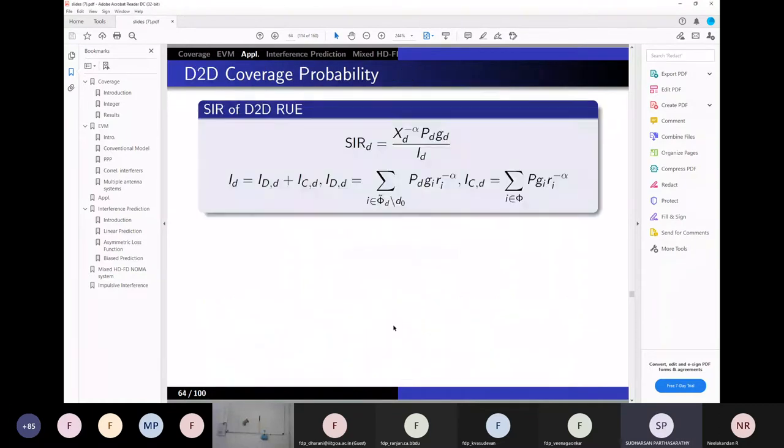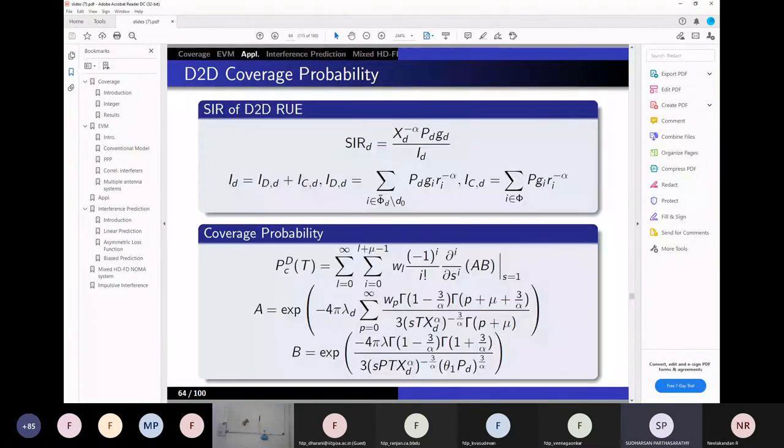For this analysis, we again assume the Poisson point process. We assume the cellular network coexists with the D2D network. We assume Rayleigh fading for the cellular links, and kappa-mu shadowed fading only for the D2D links. Next, we assume a fixed distance between TUE and RUE. TUE is the transmitter user equipment, RUE is the receiver user equipment. We assume a fixed distance of X_D between both of them.